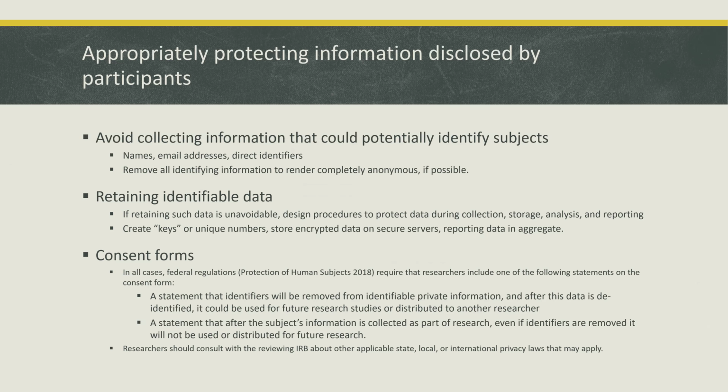These procedures could include things like creating keys linking subjects' names to unique numbers associated with the data, securing encrypted data on secure servers, removing identifiers when data collection is completed, reporting data in aggregate, and creating misleading identifiers in articles or presentations. Consent forms, when used, should clearly explain who will have access to identifiable data, both in the present and in the future, and describe any future uses of the data.